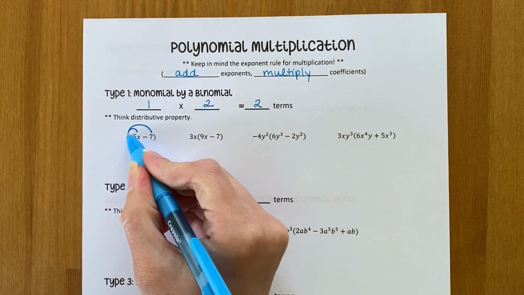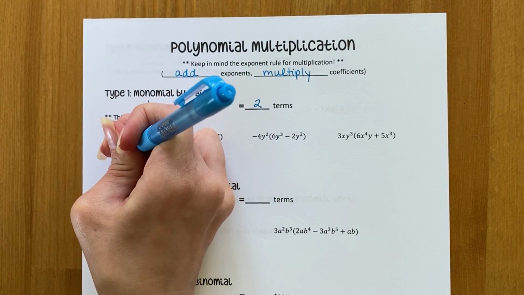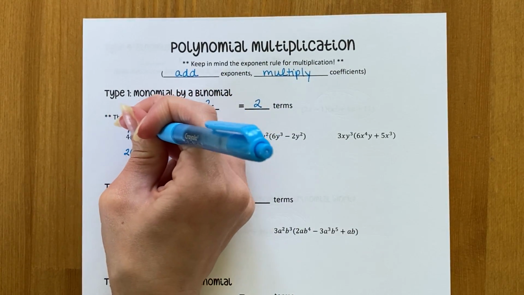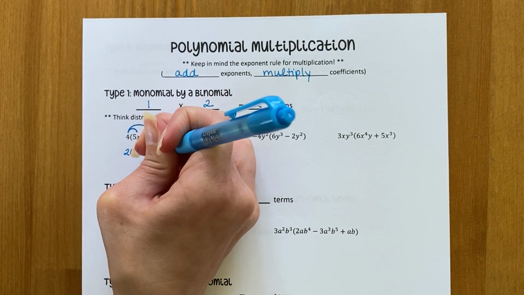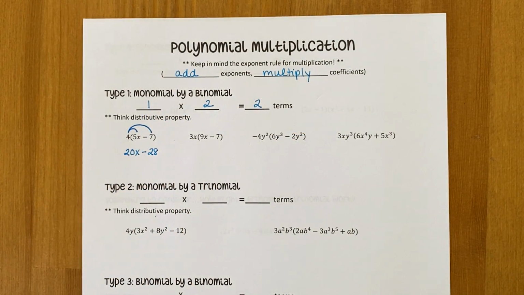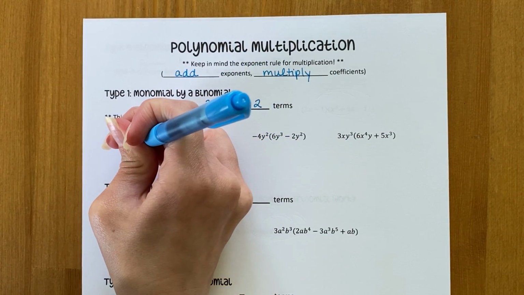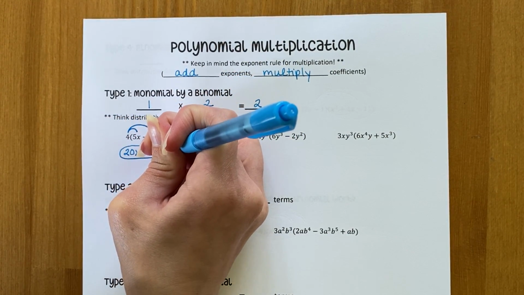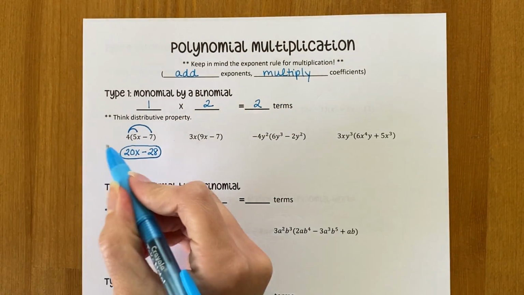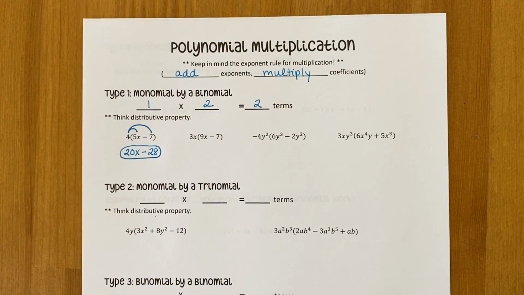So I'm going to end up doing 4 times 5x, which would leave me with 20x, and 4 times negative 7, which would make negative 28. Now I don't have any like terms to combine, so that makes this my final answer. And surprise, congratulations, you just took a monomial times a binomial. So a lot of this you already know how to do.